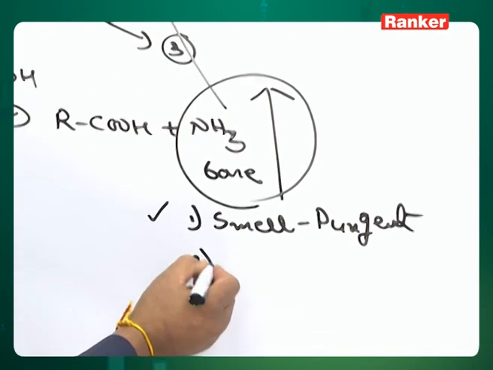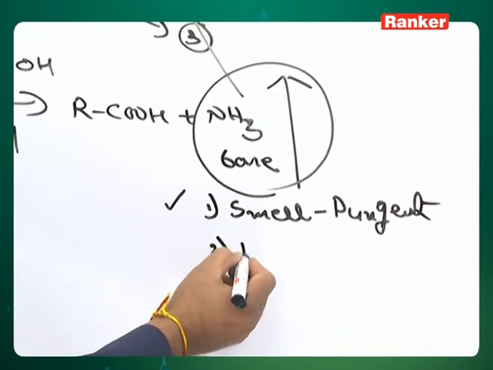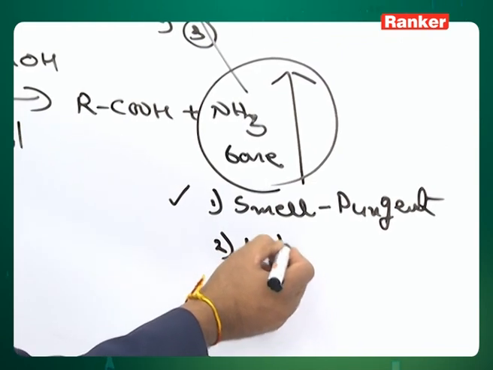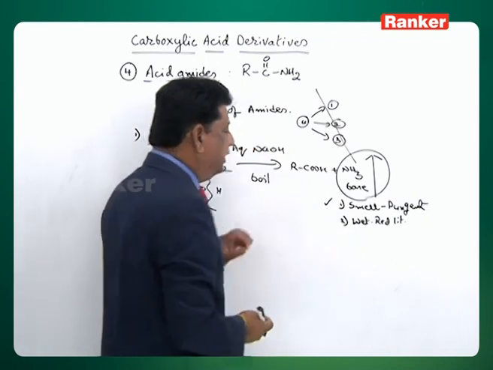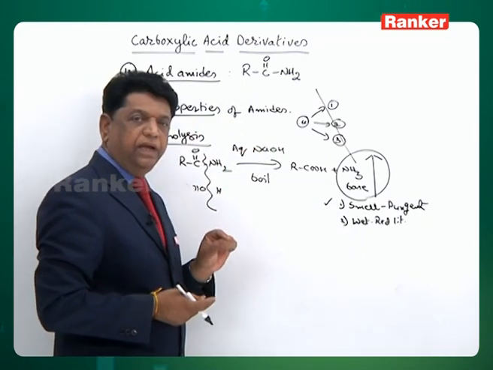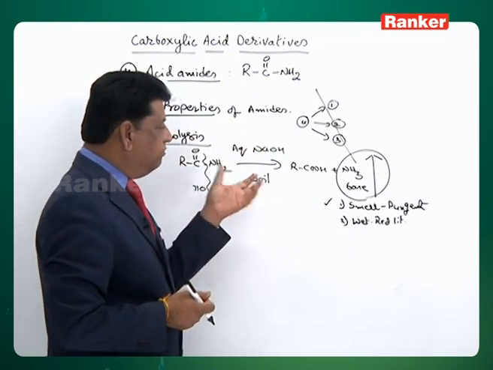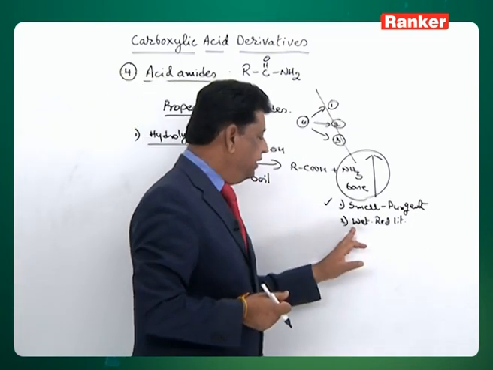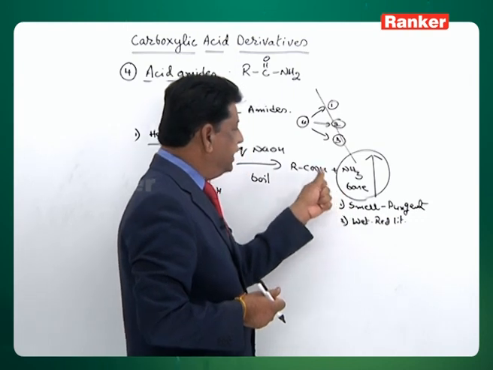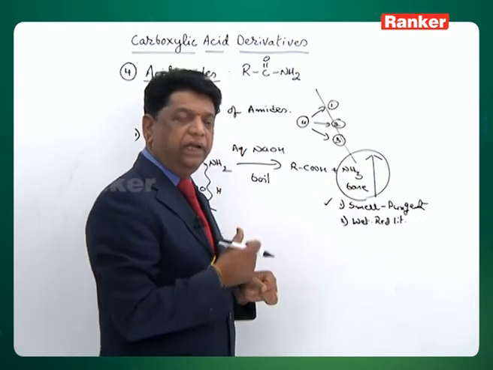Then the second one, immediately, is red litmus paper. You take a red litmus paper and wet it with water. A dry one may not change immediately, but make it wet and then expose it to the ammonia gas coming from the test tube.